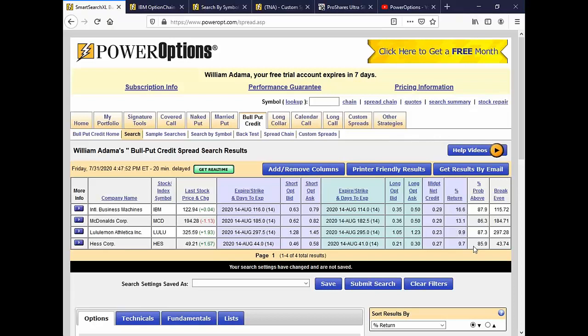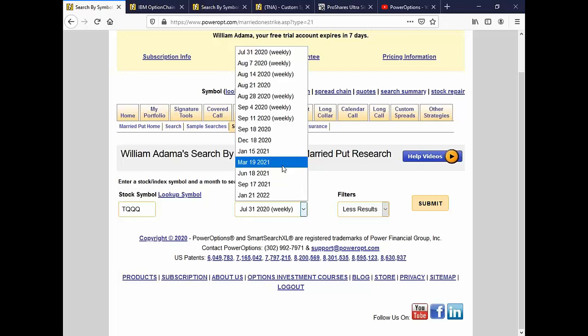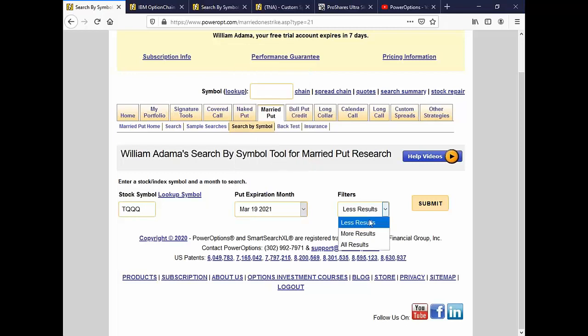Believe it or not, I think we've gotten through all of the questions. But if anyone does have any last-minute questions, send those in. We're going to enhance our discussion here a little bit. I'll probably crop this section out and add it with the other one. We're going to look at the married put on TQQQ. I'll stick with March because that was the example we used for TNA in this case.